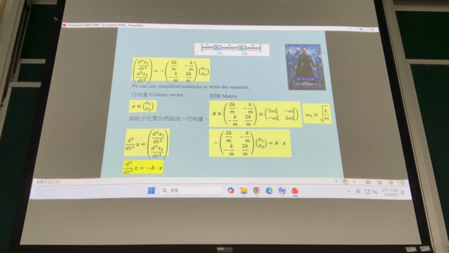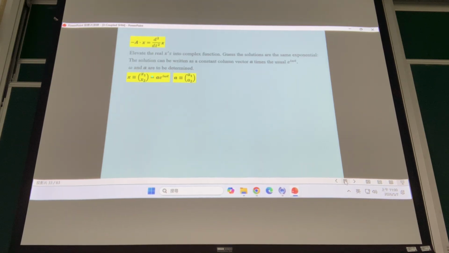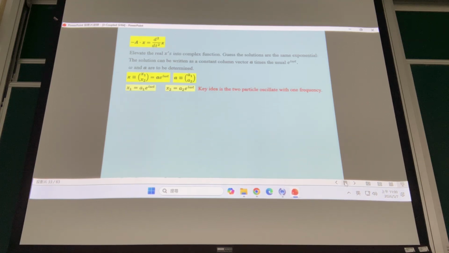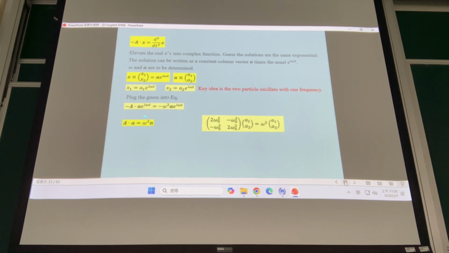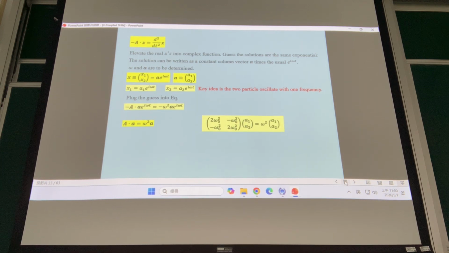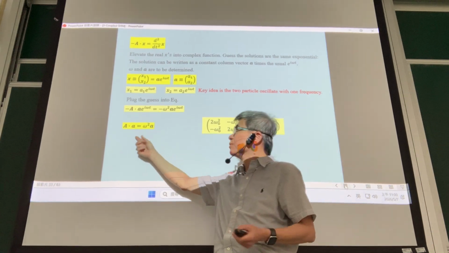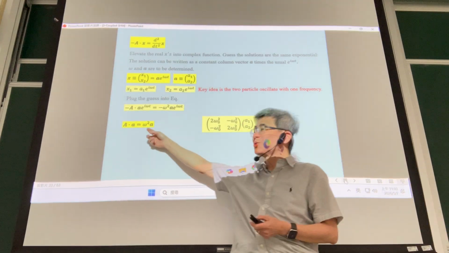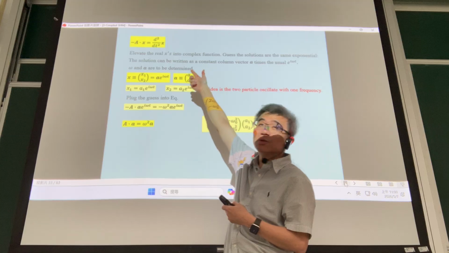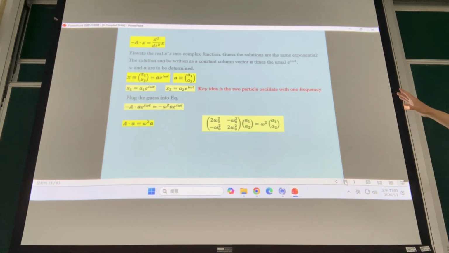Our review last class started from here. I assume the solution is this, and then I plug it into the equation and simplify, and it becomes A times a equals omega squared times a. I still don't know what omega is, but this is the equation for a. 就是这样来的。If I can solve omega squared, I can solve a, then I can solve the equation of motion. That's one example of how to use it.